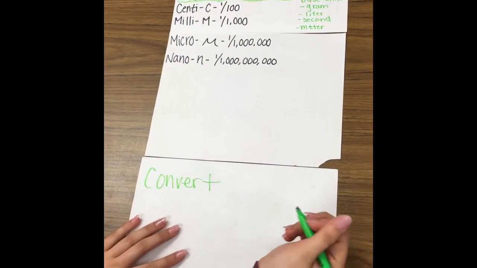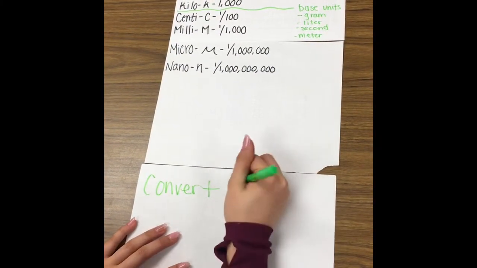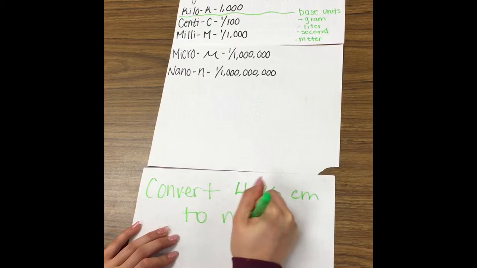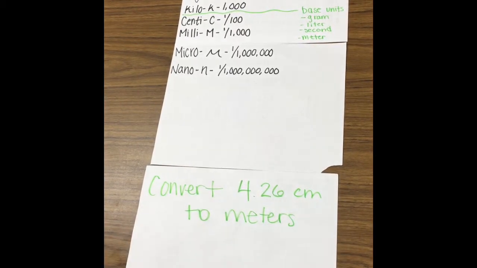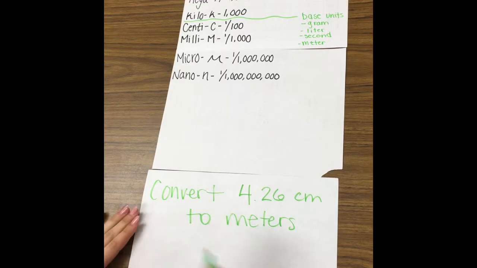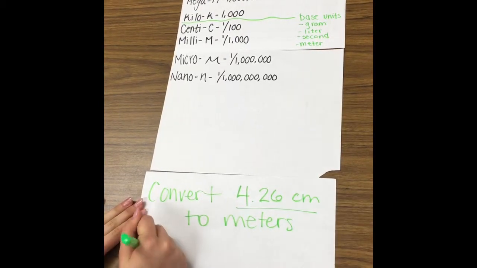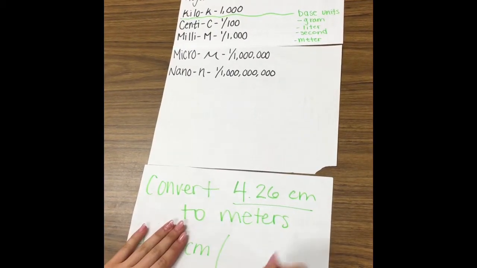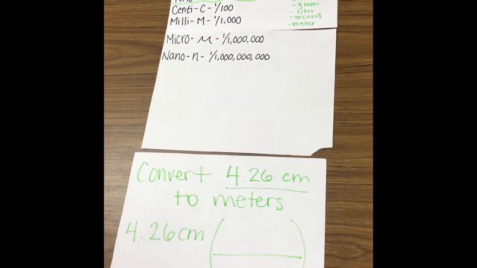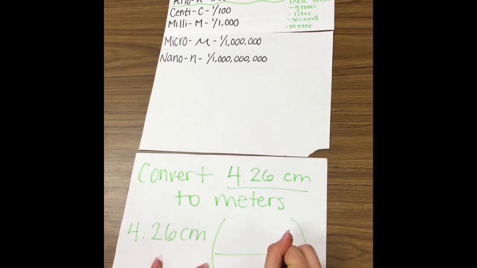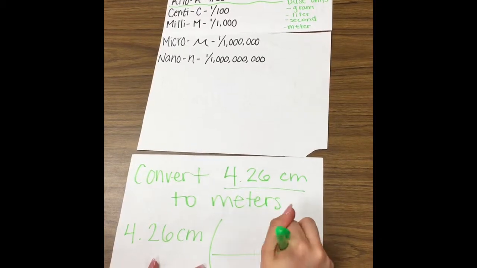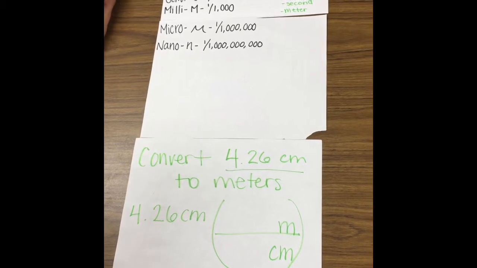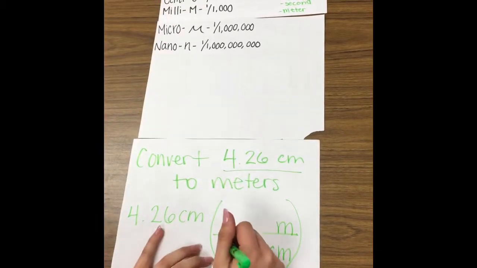Let's start with an example. Let's convert 4.26 centimeters to meters. First, we have to set up our fraction. So you always start with the number that you're given, 4.26 centimeters. Then you set up your conversion. You always want your units to cancel out, so I'm going to put centimeters on the bottom, and we're converting to meters. Since centimeter is below the line of the base unit, this number goes on the bottom.